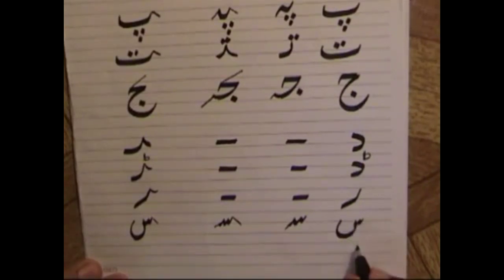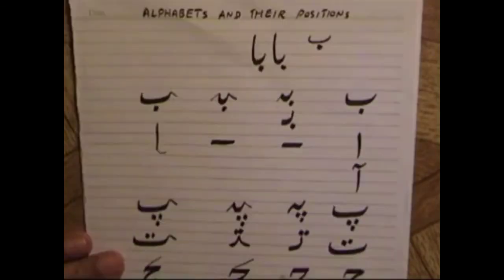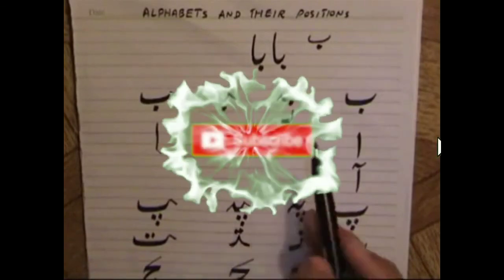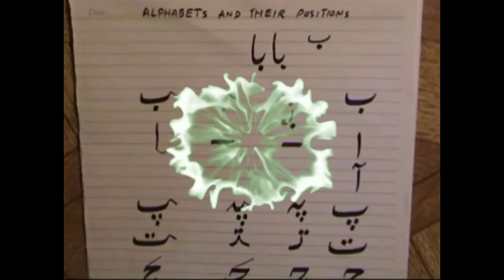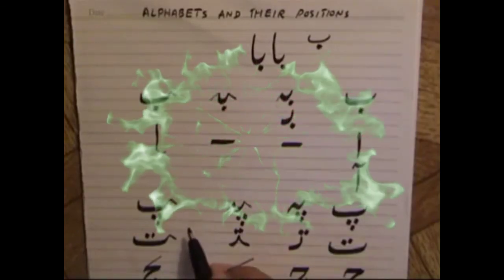There is another way of writing sin and sheen. If I write sin, we can write sin in this way, and if it is sheen, we can put 3 dots here. So in this lesson we have seen different positions which are assumed by alphabets. That's all in this lesson. Thank you very much.